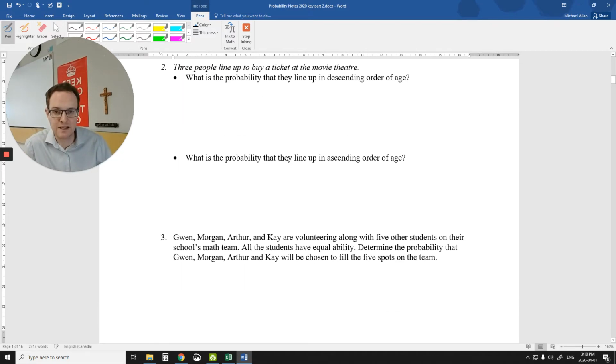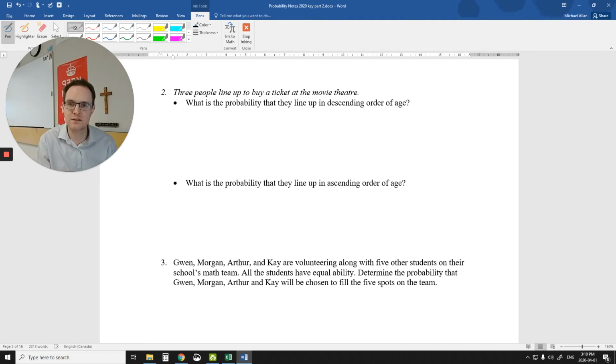Okay, so let's look at the next one here. So we have 3 people lining up. So that means this is going to be a permutation question because order matters here. We're lining up. Order matters. And you can see in the question here, in descending order or ascending order.